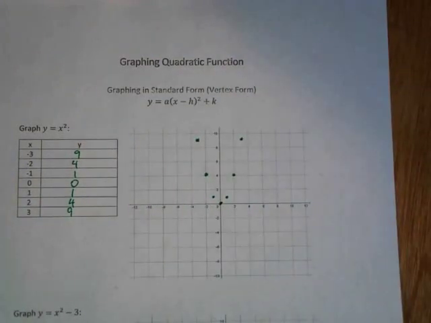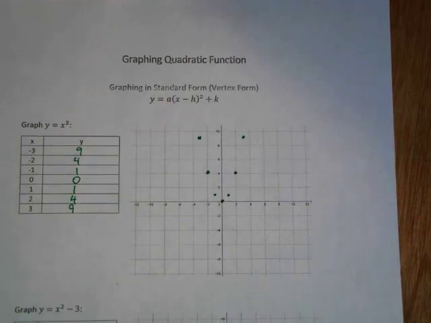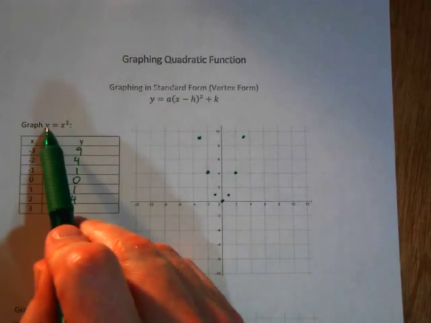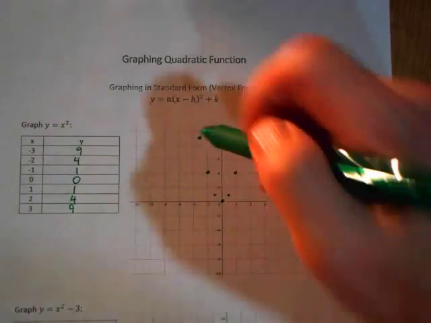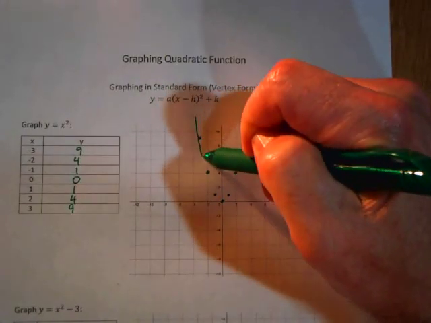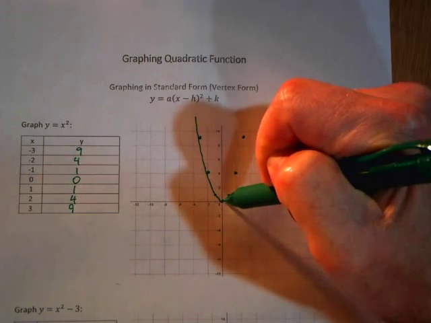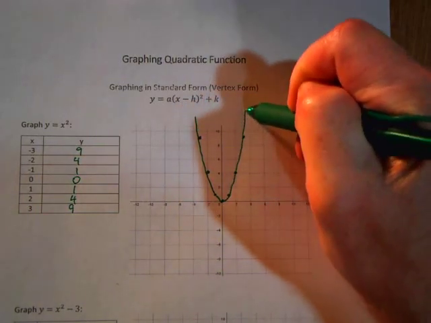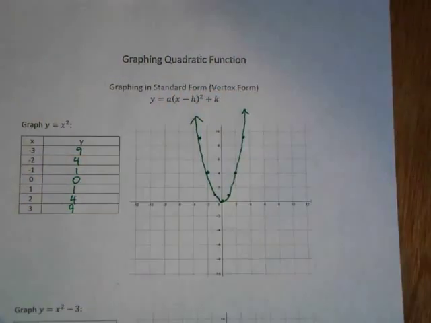The first thing you absolutely need to notice is you do not get a line. And you shouldn't expect to get a line because lines have just an x, they don't have an x squared. You get what we call a parabola. That kind of shape.